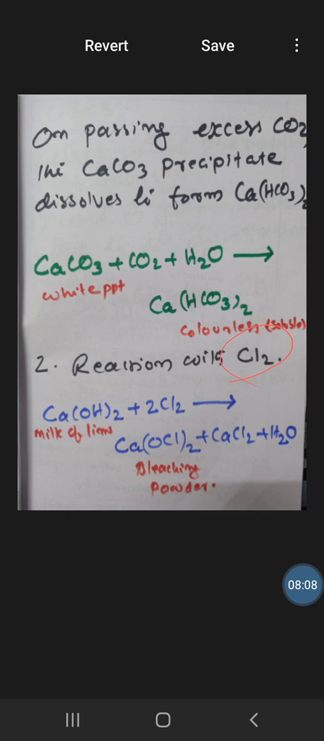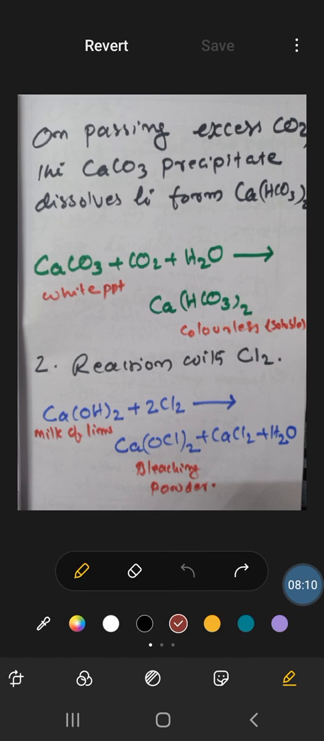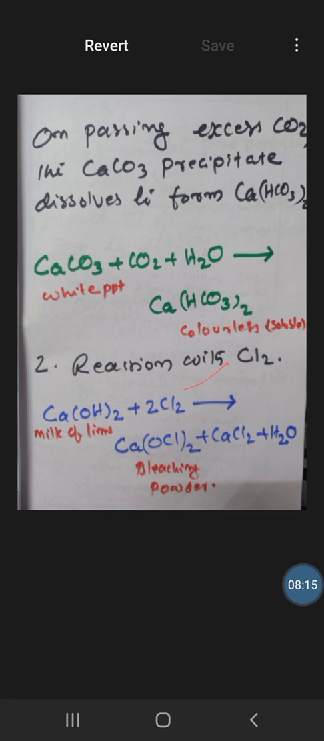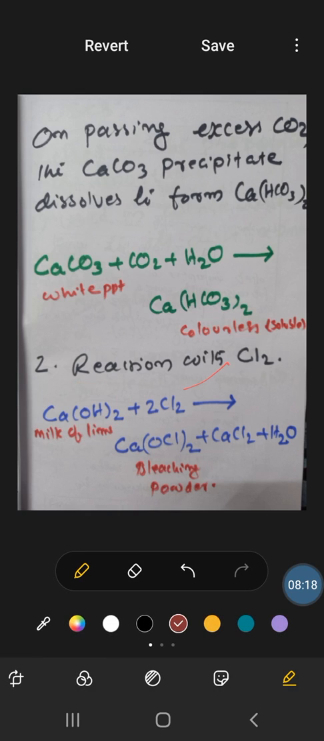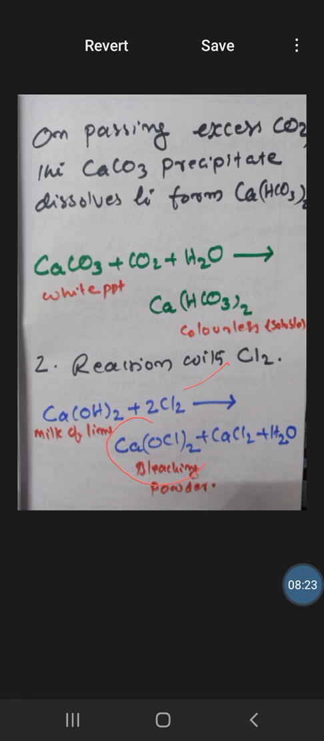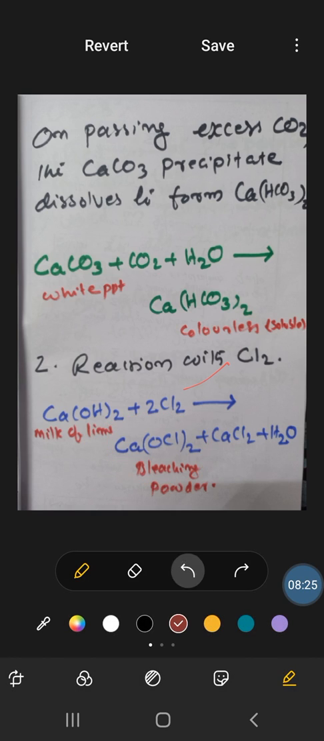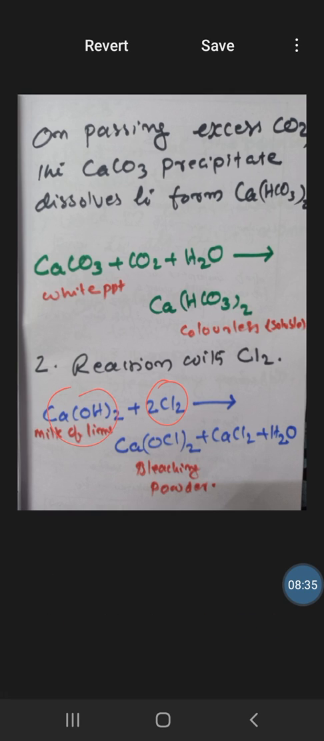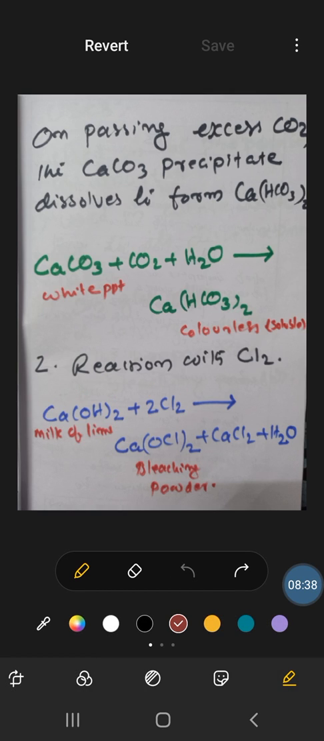Now reaction with Cl2, reaction with chlorine. So milk of lime, calcium hydroxide in the form of milk of lime, will react with chlorine to form CaOCl2 plus CaCl2 plus H2O. So this is a very important compound. It is called bleaching powder. So this is how bleaching powder is prepared. So bleaching powder is prepared by passing chlorine through milk of lime. So note the chemical formula of bleaching powder.